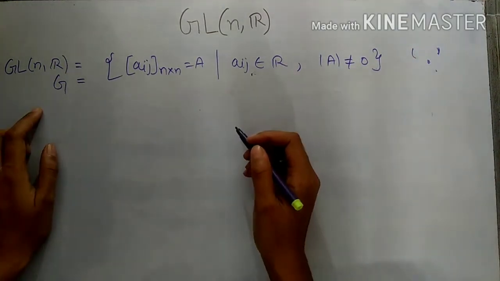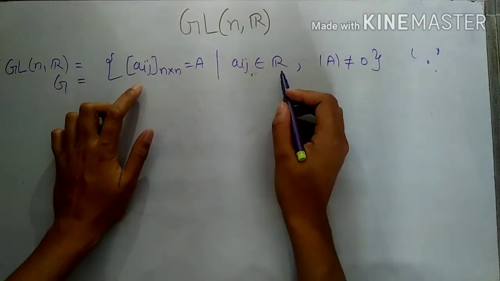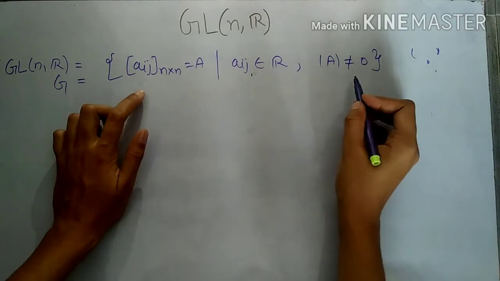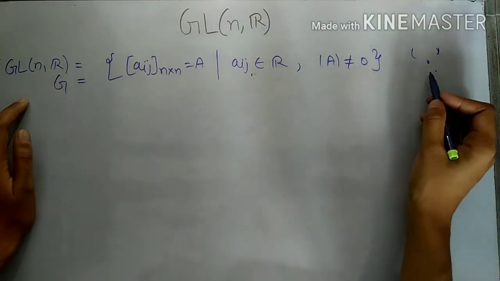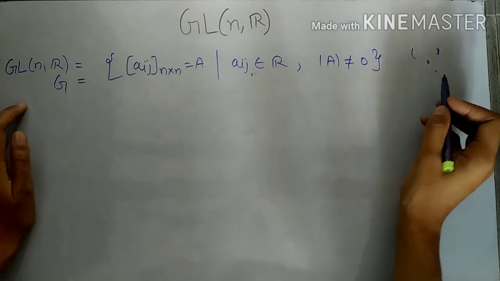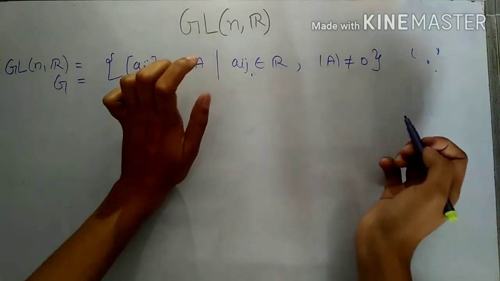So we get a result that set of all n cross n matrices over the set of reals having determinant not equal to 0, this form a group under the operation of matrix multiplication, and that group is non-abelian and order of that group is infinite.